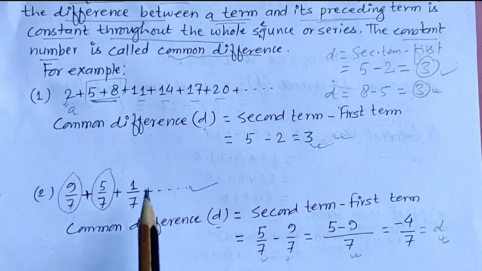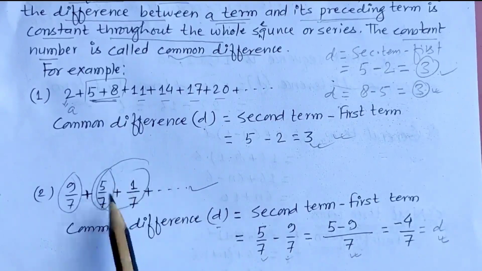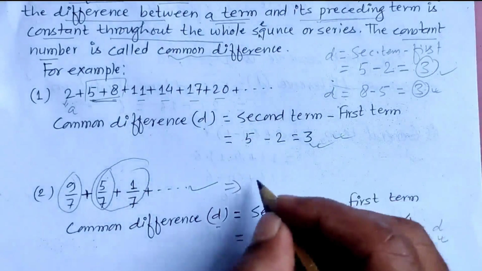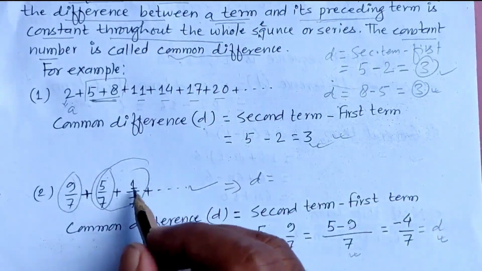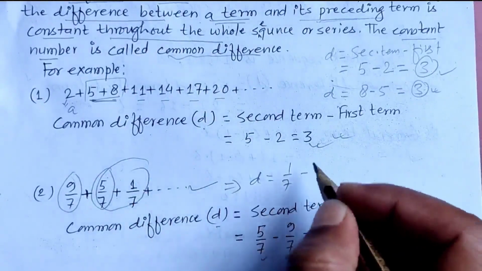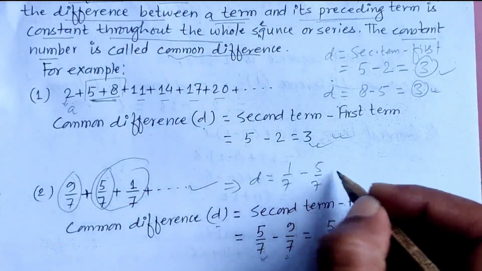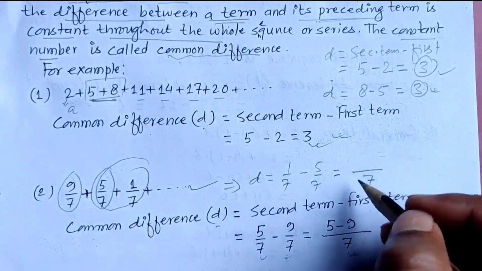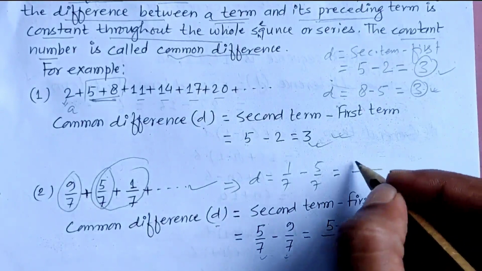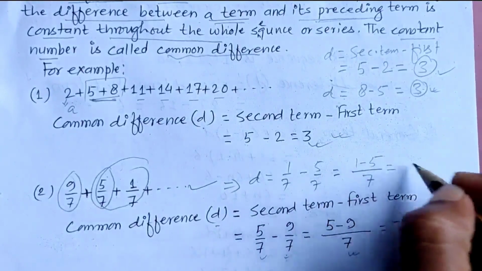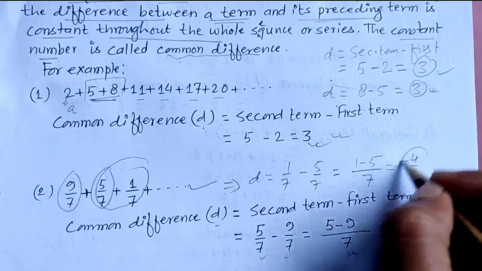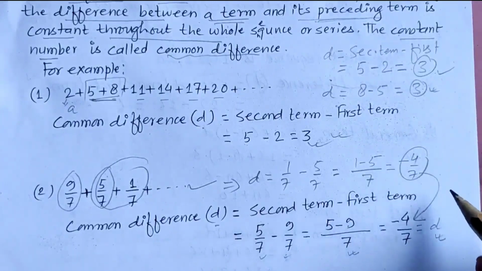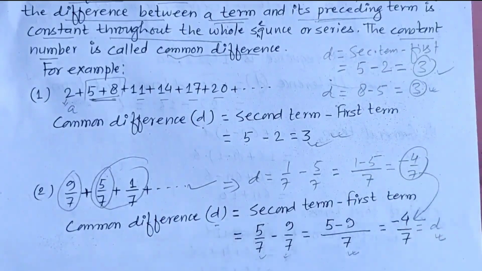Similarly, you can also find the common difference between the two terms 5/7 and 1/7. Here D is equal to 1/7 minus 5/7. Now you can see 7 is common, or we can say it is the LCM. If we simplify, we get 1 minus 5 over 7. It gives minus 4/7. So this is the common difference, and the common difference is always constant throughout the whole sequence or series.